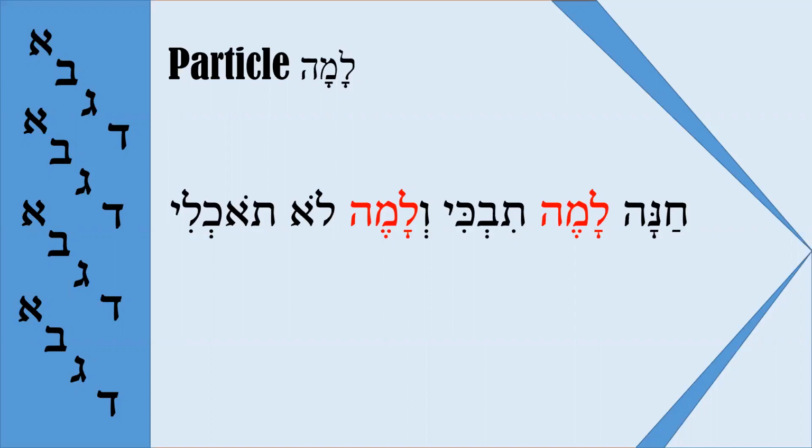If we didn't have the vowels, we could assume it is Hine, but Hine starts with the hey, not the het. So we have to be careful. So Hannah is a name. Lame is a why.